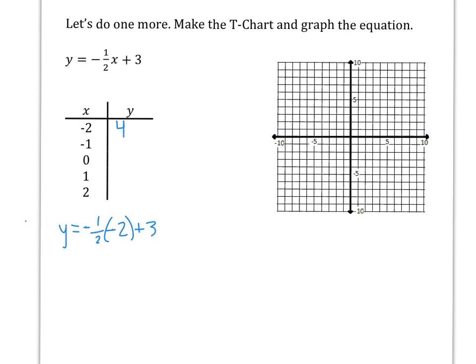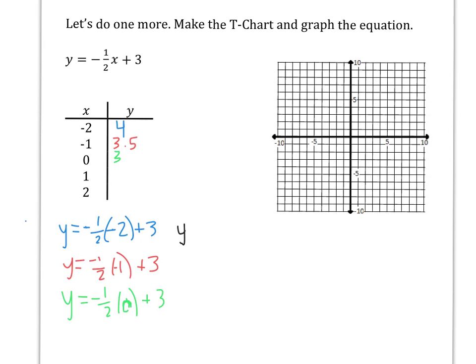Now if I plug in negative 1, y equals negative 1/2 times negative 1 plus 3. Negative 1/2 times negative 1 is 1/2, plus 3 is 3.5. Then y equals negative 1/2 times 0 plus 3, and 1/2 times 0 is 0, plus 3 is 3. So as you can tell from this table, each value on the y side is decreasing by 1/2. So we hopefully can follow that trend.